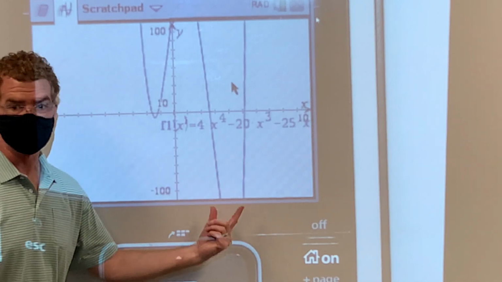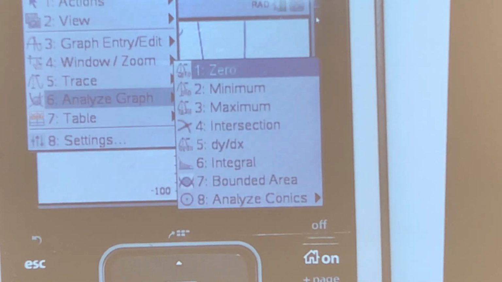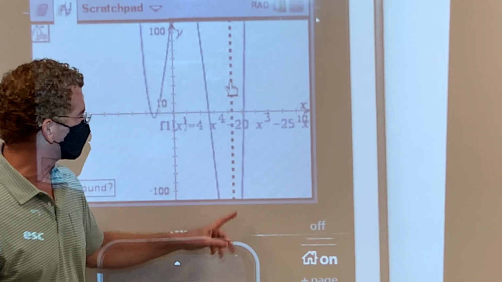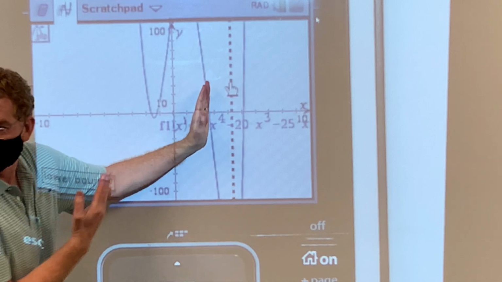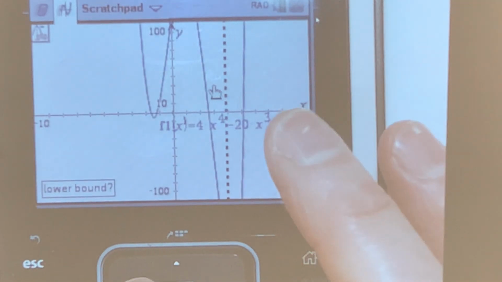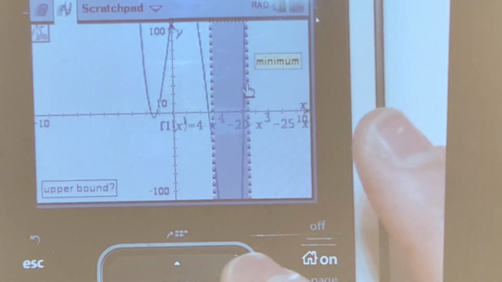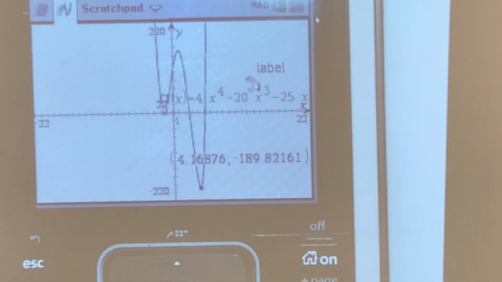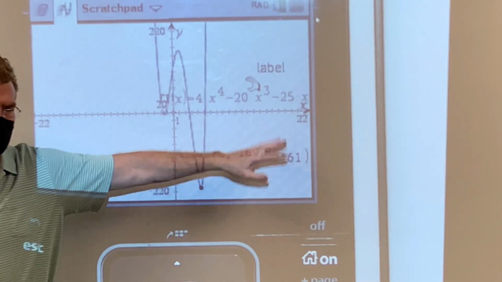So the global min, or the min, I'm going to go down here and now watch. Menu, analyze graph, min, and it says, give me something to the left. Even though I can't see it, I can still say, well, I know it's maybe left of the point, right? So I can just move over there, click, move maybe over here, click, and boom, it spits out. And it even adjusts the graph now, where the old TI-84s didn't do that. And you can see right there, the min would be negative 189.82 or whatever decimal you want.